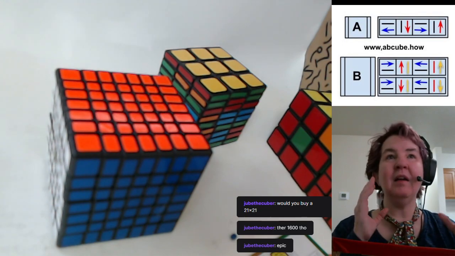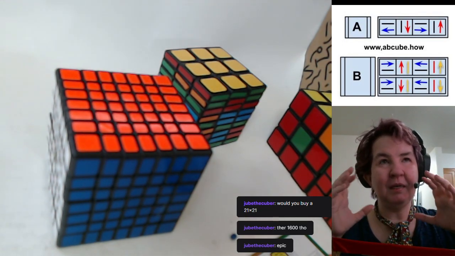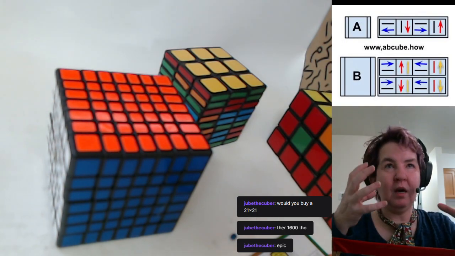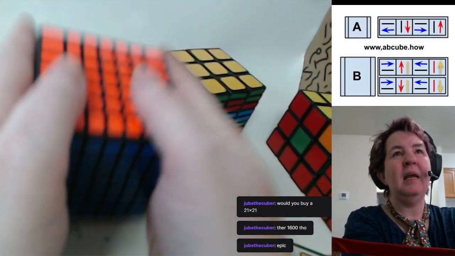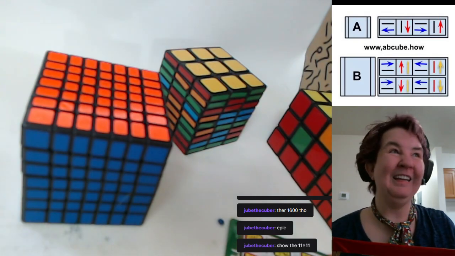The biggest cube I currently have is an 11 by 11. But I don't use it because it's pillowed rather than flat. With large cubes, I frequently will just tap them on the table to make sure they're lined up. Show the 11 by 11. Okay. All right.